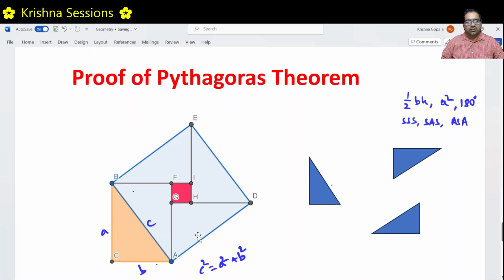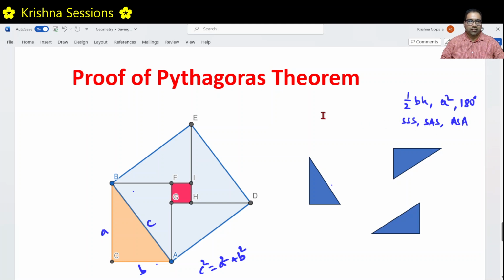And some elementary things that we know: the area of a right angle triangle, or area of any triangle, is half BH, base into height, and the area of a square is equal to A square, where A is the side. The sum of angles of a triangle is 180 degrees, and two triangles are congruent if they satisfy any of these criteria.